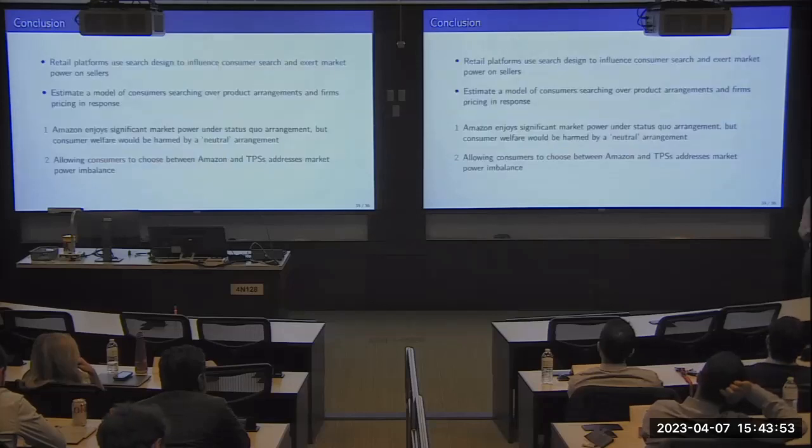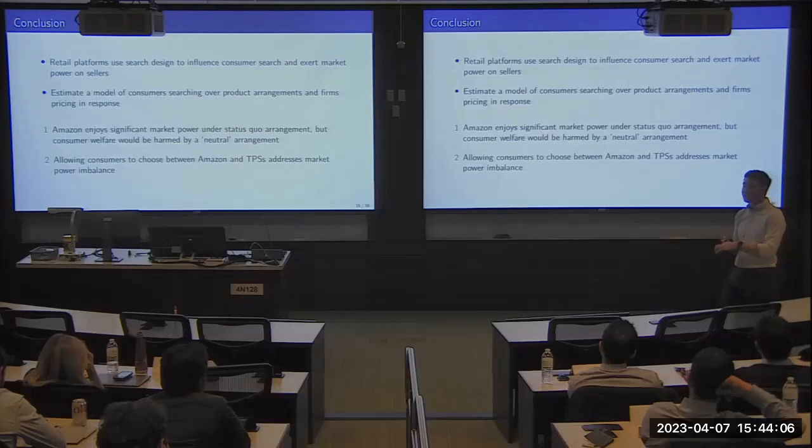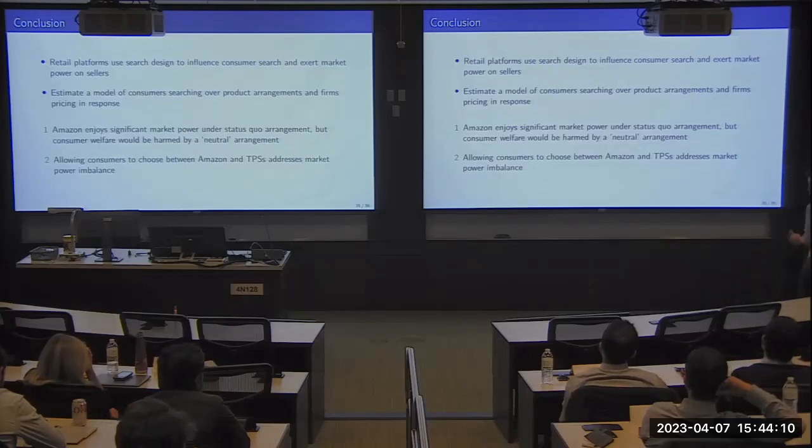Okay, so I'm going to conclude. Retail platforms can use search design to generate market power. I estimate a model where consumers are searching optimally over an arrangement of products, and firms are pricing in response to this search behavior in order to model this market power.